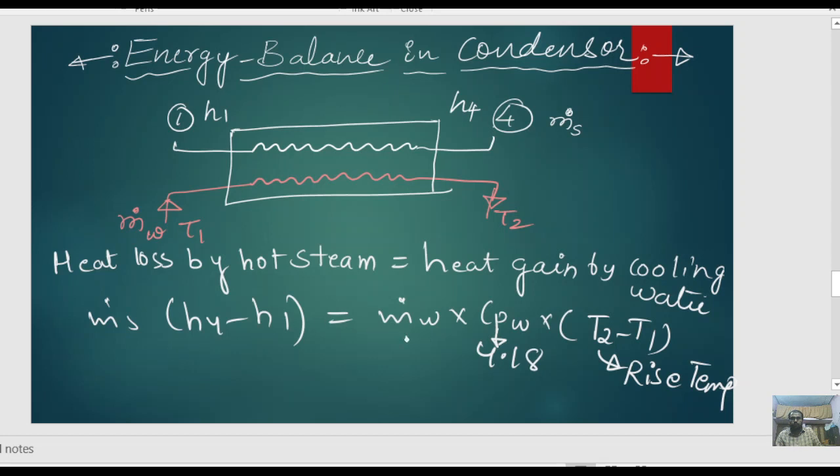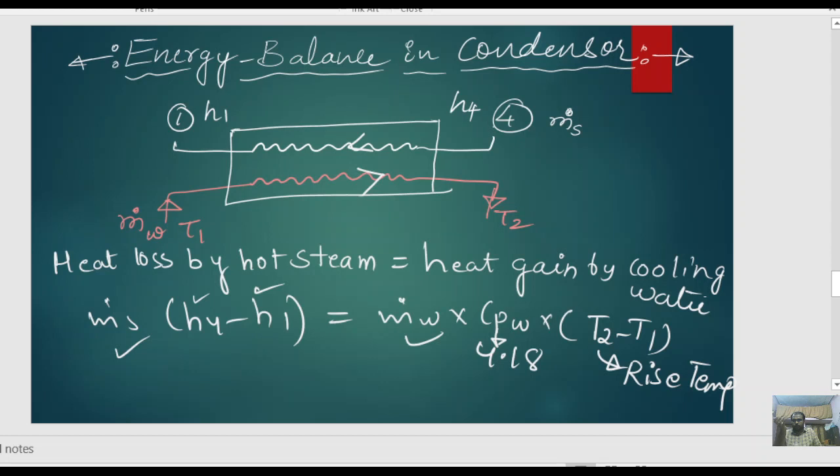This is the mass of water, this is the mass of steam, this is the enthalpy of turbine exit, which means entry of condenser, this is the exit of condenser, this is the direction. This is all about the energy balance in the condenser. Why do we need the energy balance in the condenser? In some problems they ask you to find the rise in temperature in the condenser, or sometimes you have to find the mass of the steam. Whatever the unknown is, we have to find it in the condenser.